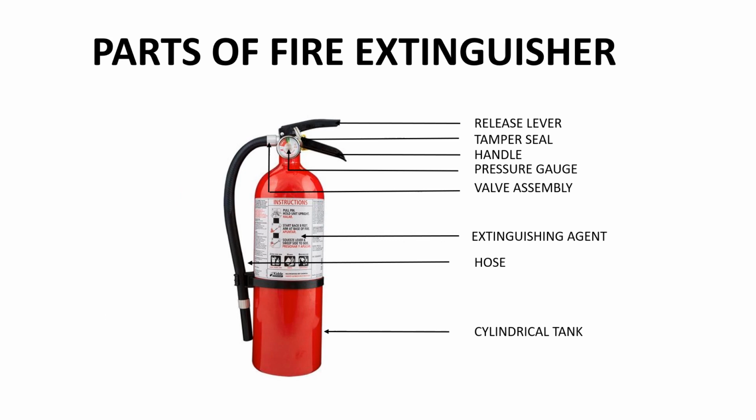Now let's understand the parts of an extinguisher, then we can definitely know how to use it. These are the release lever, tamper seal, and it has a black handle on it, and there is a pressure gauge, valve assembly, and there are extinguishing agents involved in that, and there is a hose, and there is a cylindrical tank. These are the parts of a fire extinguisher.